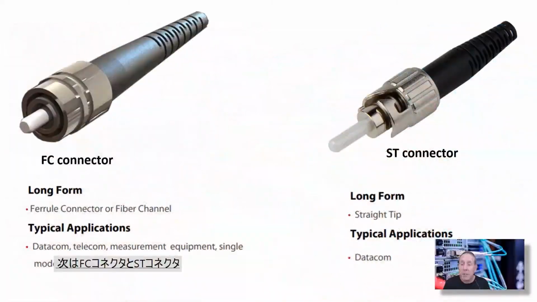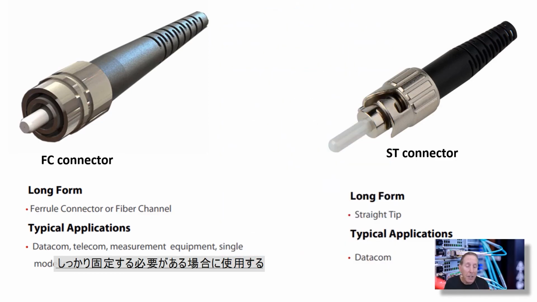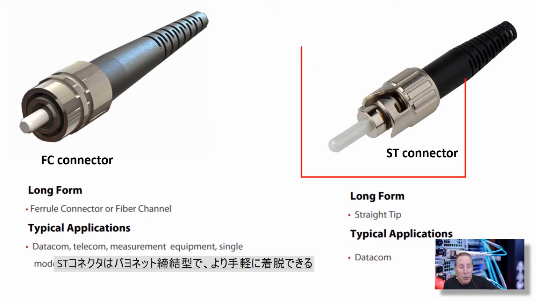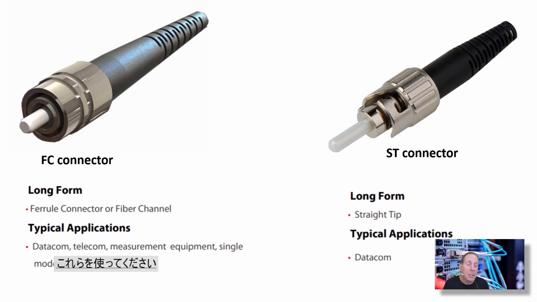The next two connectors are the FC and ST connectors. These are not found abundantly in data centers, networks, etc. because they're pretty old, but they're often used in specialty situations such as handheld test equipment. FC screws in and locks in place, so it's liked in handheld optical test equipment. It's a favorite connector. The ST connector is a push, twist, and lock connector. So anytime you really need that secure connection, you'll often see these connectors.